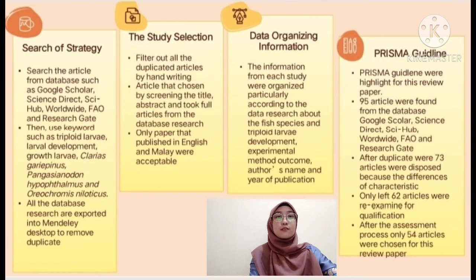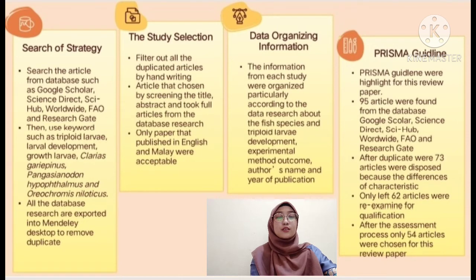First, search of strategy. I searched the article from database such as Google Scholar, ScienceDirect, Skyhawk, Worldwide, FAO, and ResearchGate. Then I used keywords such as triploid larvae, larval development, growth larvae, Clarias gariepinus, Pangasianodon hypophthalmus, and Oreochromis niloticus. All the database research are exported into Mendeley desktop to remove duplicate.